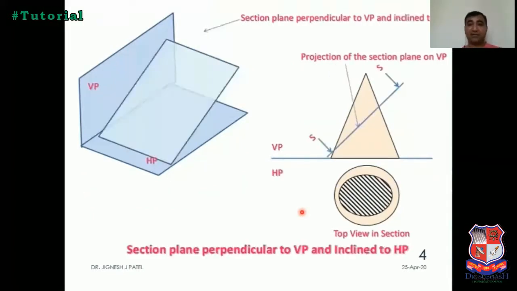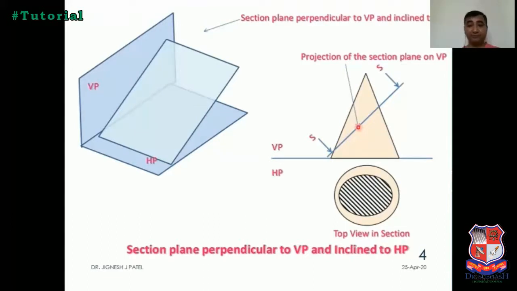Second, the section plane perpendicular to VP and inclined to HP. This plane is perpendicular to VP and inclined to HP at an angle theta. Now you can see here it is shown by an inclined line in the front view, and you can see here the top view. So this is how we can represent this section plane in the front view.